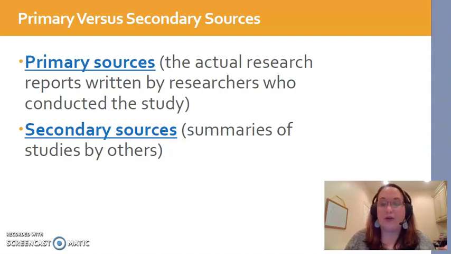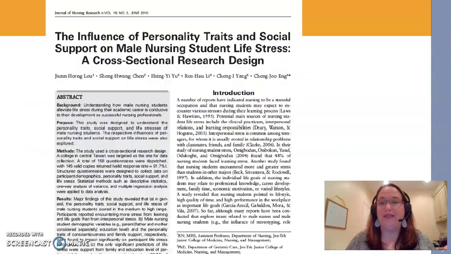A secondary source, however, is summaries of studies that other people did. So I could actually go out and write some summaries about studies that other researchers did and publish that. That's considered a secondary source because I was not the researcher who did the study.